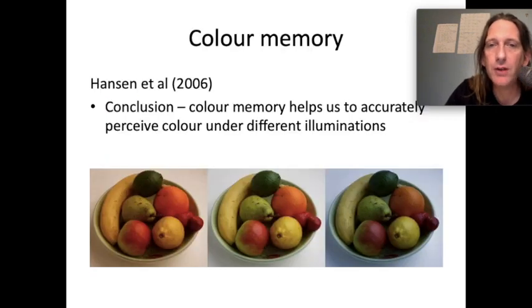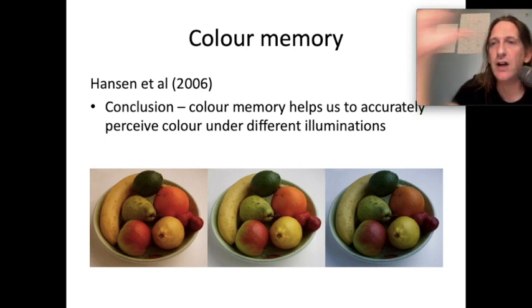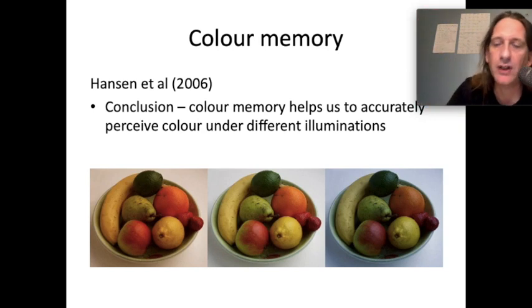Okay, so in conclusion, colour memory helps us to accurately perceive colour under different illuminations, together with our perception of the surroundings or assumptions about what the light source is.